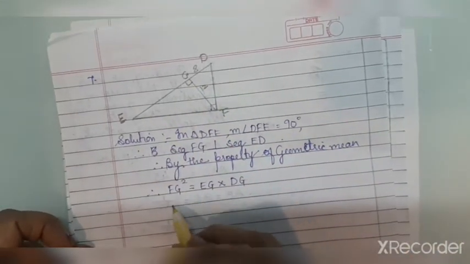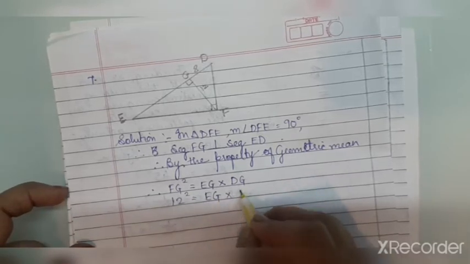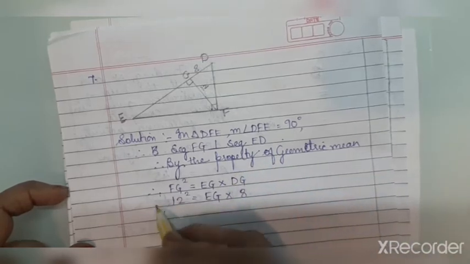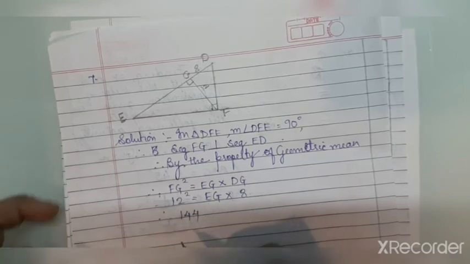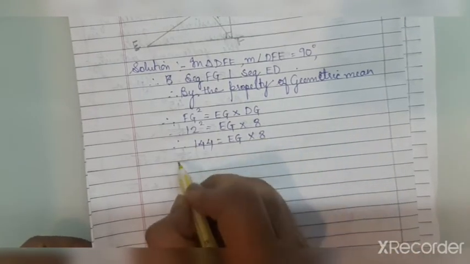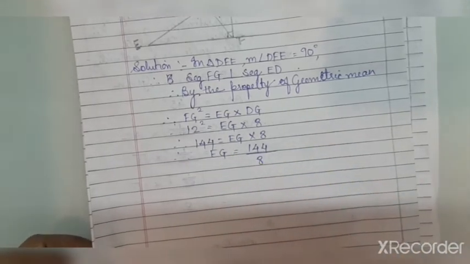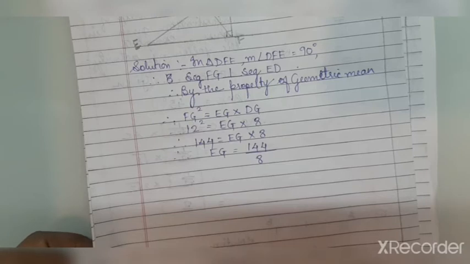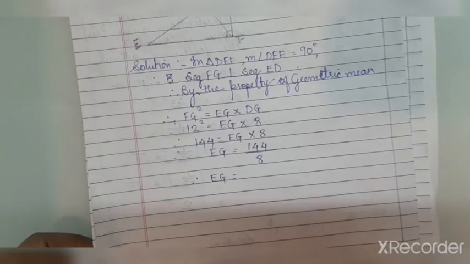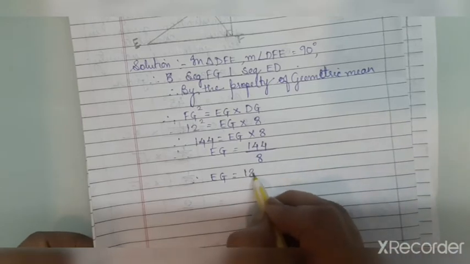Now FG is given, that is 12 square. EG we have to find, and DG which is given as 8. Okay, we write the square of 12, 144, which is equal to EG into 8. Now we shift that 8 to the other side, so it becomes 144 upon 8. Okay, so we do the needful calculations, and what we get EG as? We get EG as 18.